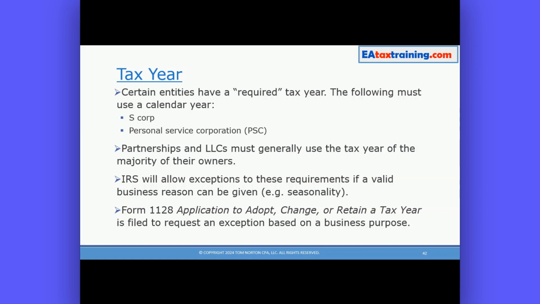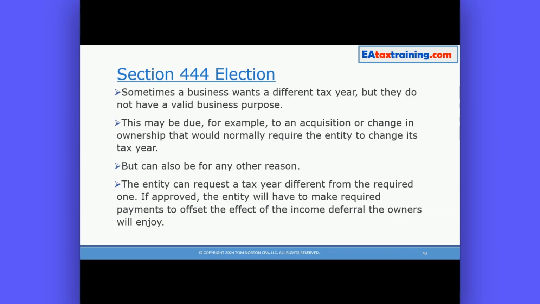And then the IRS, they don't have to accept it, but they either will accept it or they will not, and they will notify you of that. Now, there's also something called a Section 444 election. So sometimes there's a business that would like to have a different tax year than they're supposed to have, but they don't have a valid business purpose.